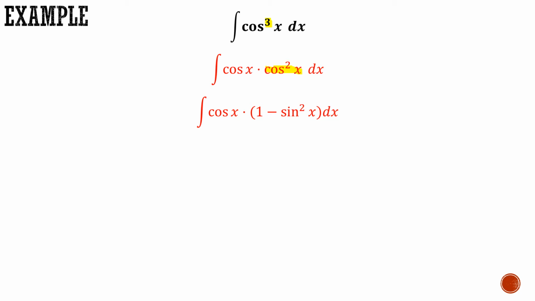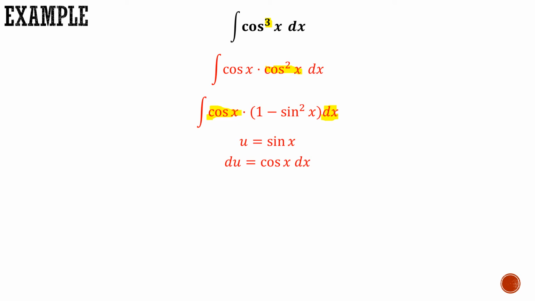From here, I'm going to let my u be whatever has the power. Since sine is being squared, I'm going to let u be sine x. And therefore, I know that du is cosine x dx, which is this piece I set aside, plus the dx. And again, that was the purpose of setting it aside, because I knew when I took the derivative of the other trig function, I would get the piece that I set aside.